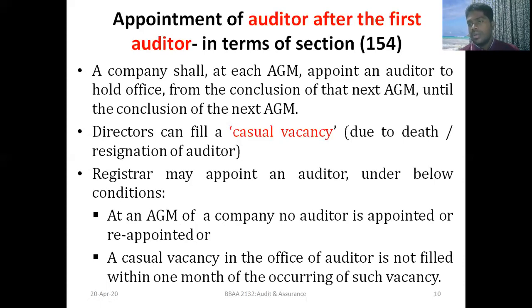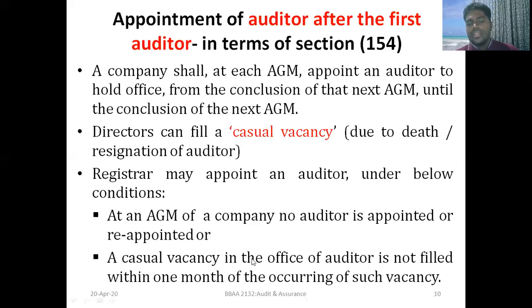During the annual general meeting, owners or equity shareholders may fail to appoint an auditor because confusion may arise. There is no majority: some people want to appoint Ernst & Young, another group wants KPMG, another set wants Deloitte, or some other people want local auditors. Different people have different ideas, so how do we come to a conclusion? At that time, when no auditor is appointed or reappointed, the company registrar has the right to appoint an auditor.